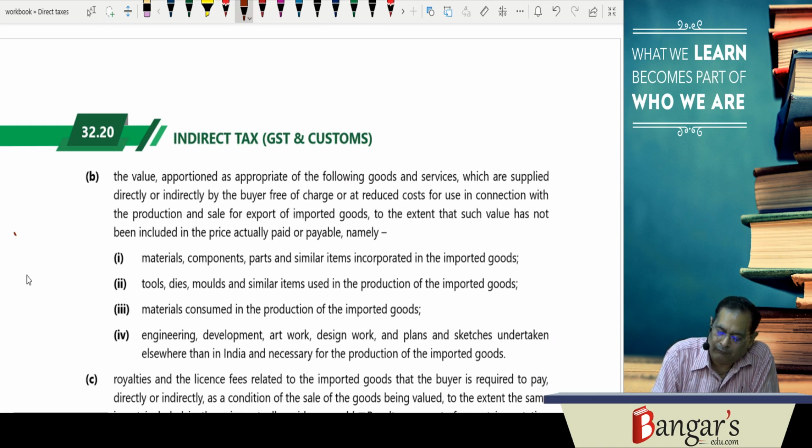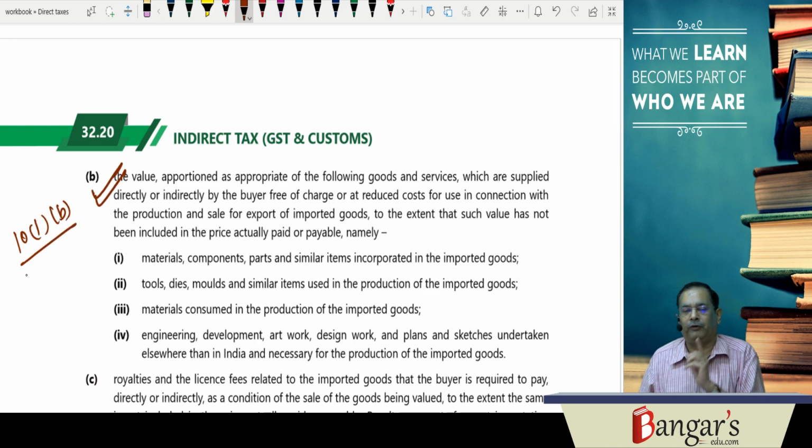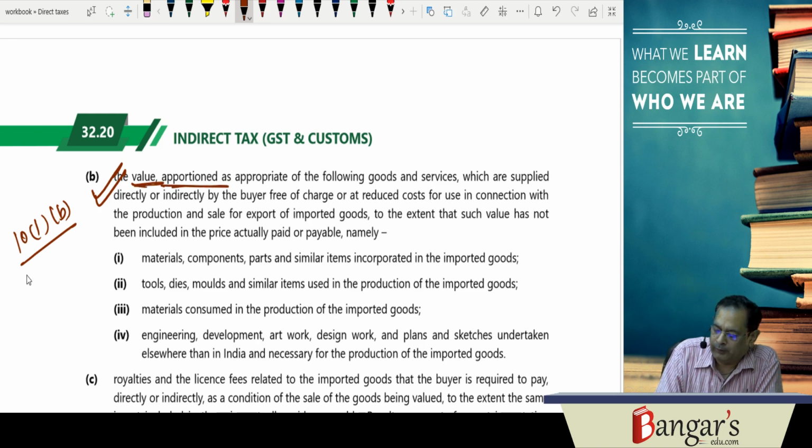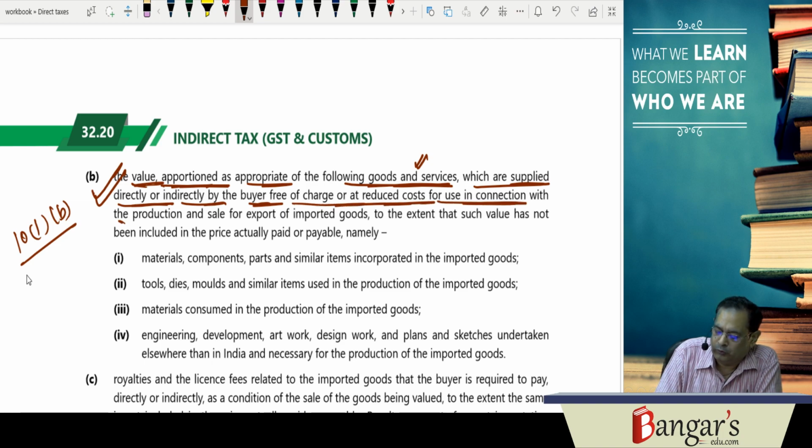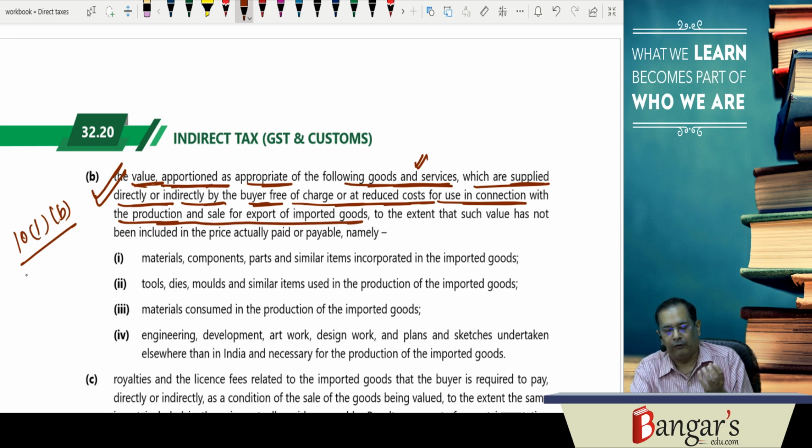Besides this, 10.1b provides for what? What is to be added? The value apportioned as appropriate of the following goods and services, which are supplied directly or indirectly by the buyer, free of charge or at reduced cost, for use in connection with production and sale for export of the imported goods.